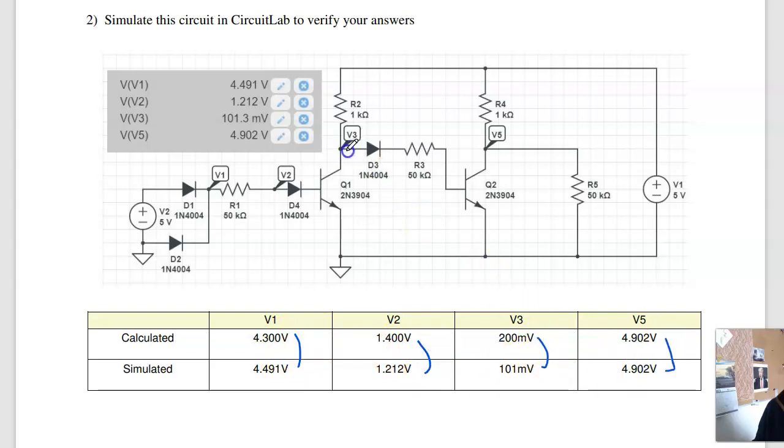And when a transistor is saturated at V3, we're assuming 0.2 volts when saturated. Again, that's kind of a ballpark. Close to 0, but not quite. Turns out close to 0, but not quite. It's actually 101 millivolts.